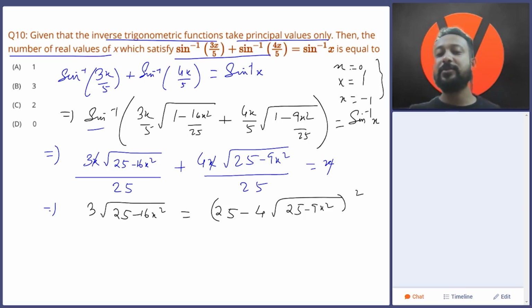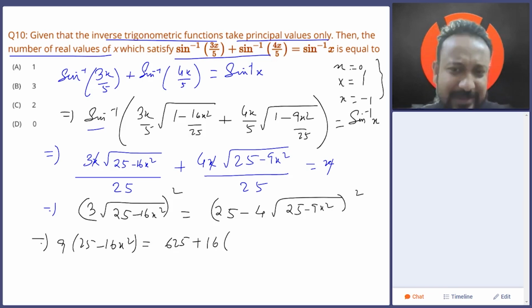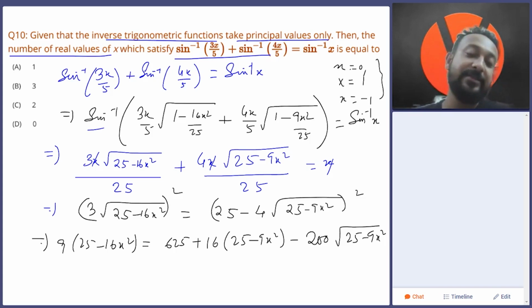Now we'll square both sides. If we square, what do we get? 3 square is 9 times 25 minus 16x square, that is equal to 25 square, because a minus b whole square will be applied, so 625 plus 4 square is 16 times 25 minus 9x square, minus 2 into a into b, that is 200 under root 25 minus 9x square. You might be worried, sir, such a big calculation.